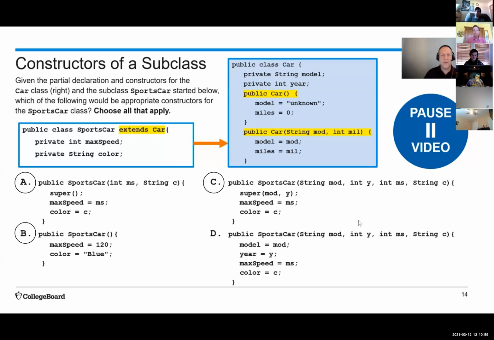color to color. And then D is not okay, because if we're in sports car, we don't have access to the string model or the integer year. You can't say model equals mod, year equals Y. Those variables exist and they're part of the sports car, but you can't access them directly. You'd have to use like a mutator method that the car class would have to have, a set model and set year method, and they don't, so we don't get to do that.